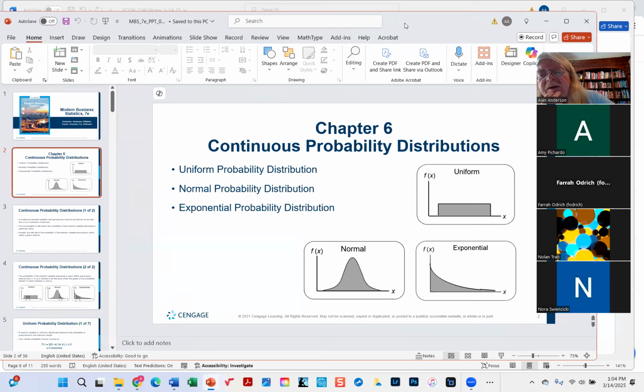One of the unfortunate things about the exponential distribution is that you don't see it in the calculator. It's not there. So for that one, we'll have to do all the work ourselves. But on the good side, the exponential and the normal are both in Excel. So that's very helpful.